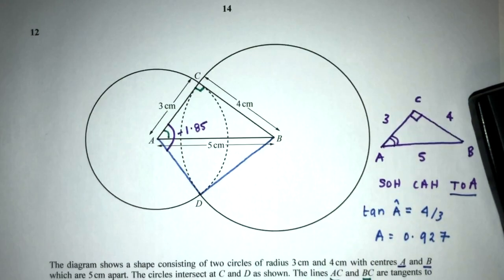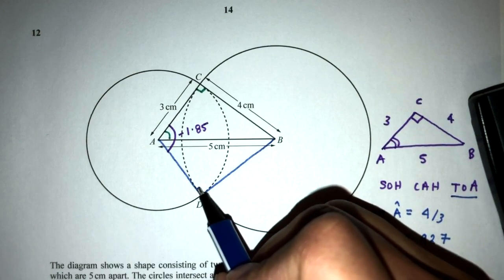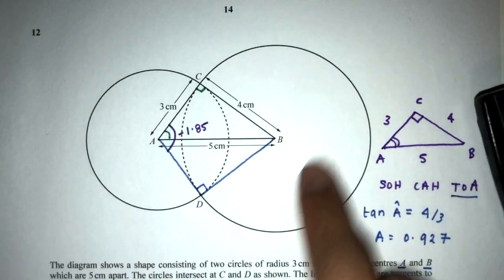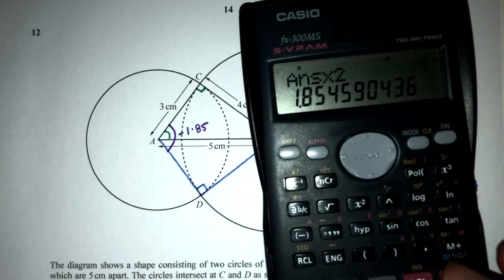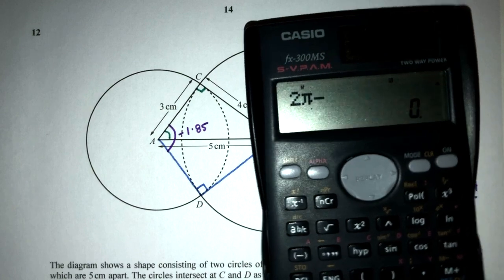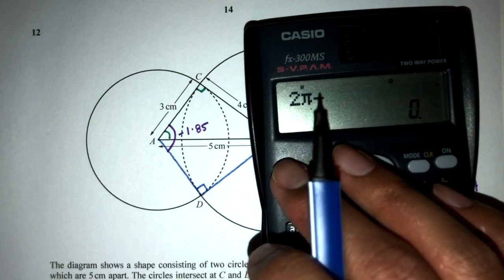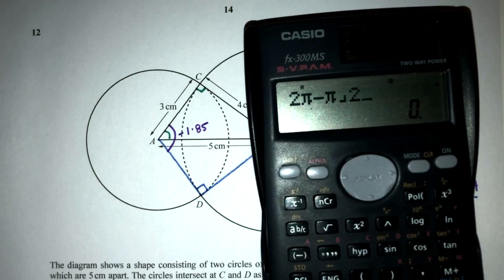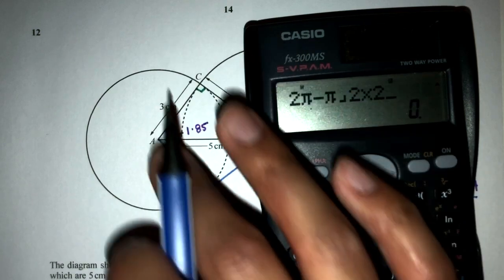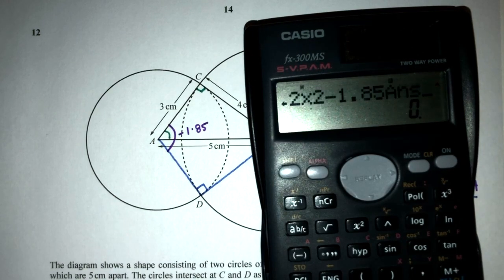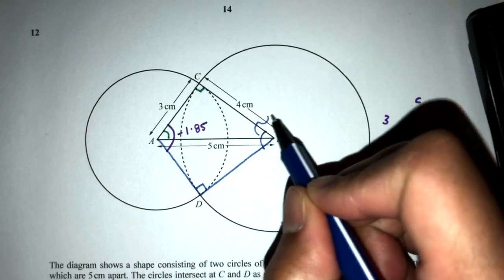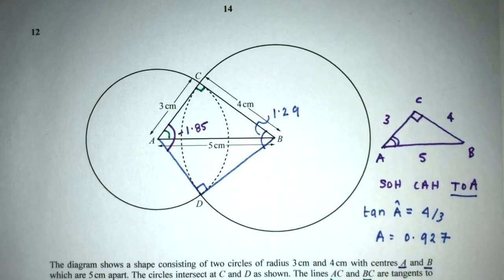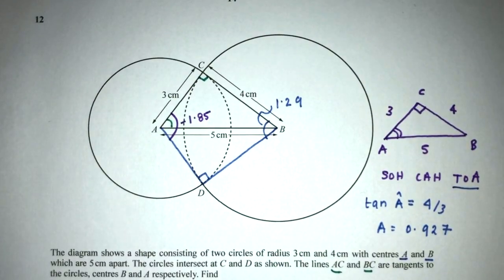Now, if this is 90, this also has to be 90. Okay? And we know the sum of all the angles in this quad has to be 2 pi, which is 360 degrees. So 2 pi minus pi by 2 times 2, which is this 2, and then minus 1.85, that has to be 1.29. So this will be 1.29, correct to 3SF. Okay, so that's something we can use for the next questions.